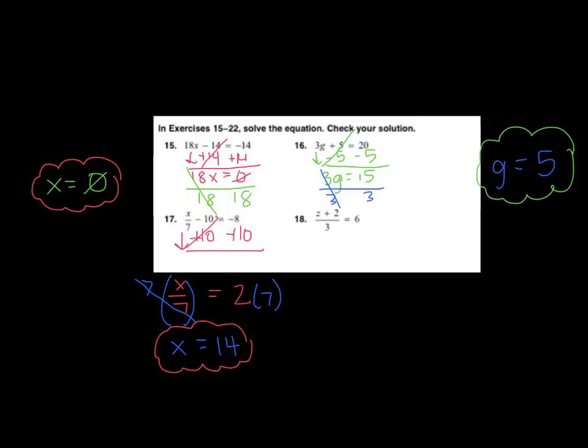So 14 divided by 7 is 2, and 2 minus 10 is equal to negative 8. So we know we did it correctly. Alright. If you look at number 18, it is slightly different from all the other problems.